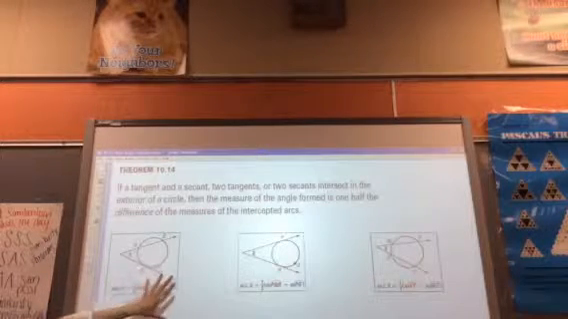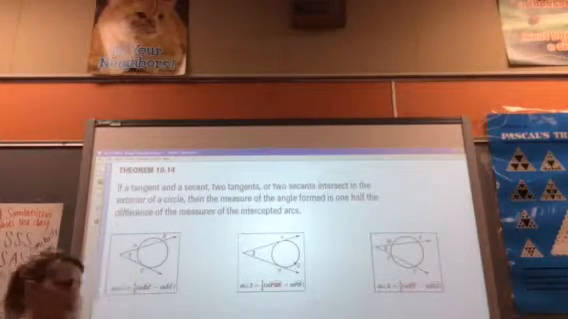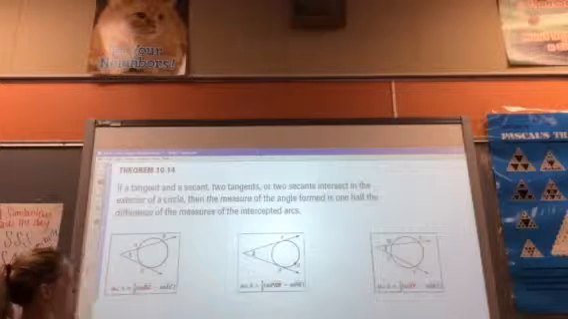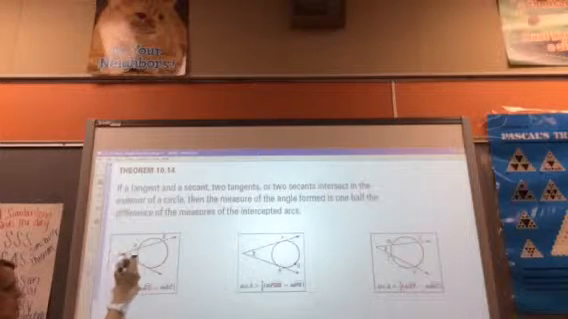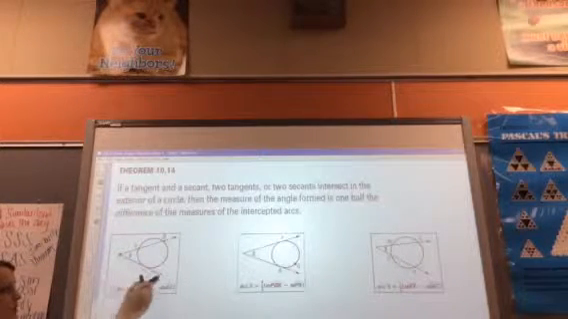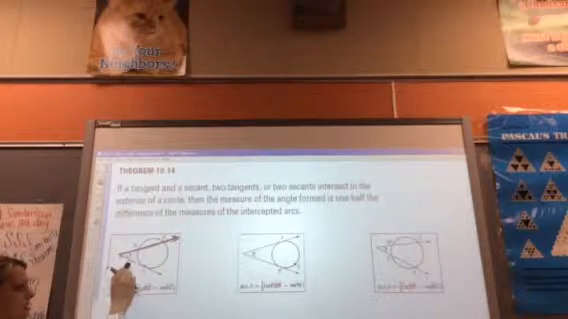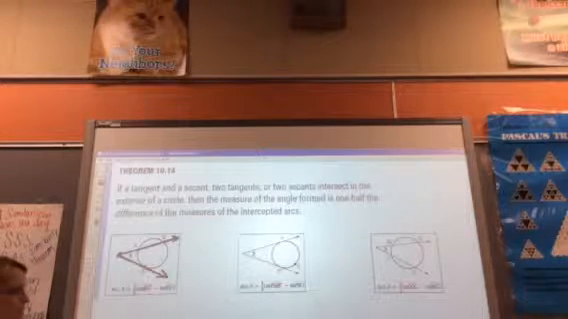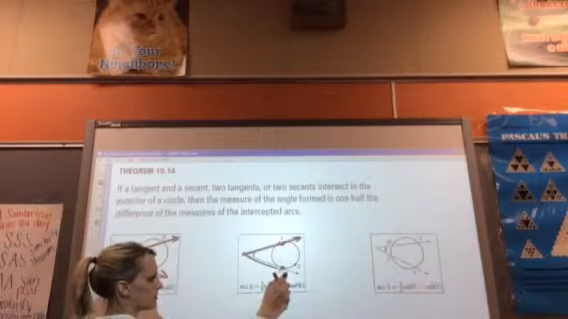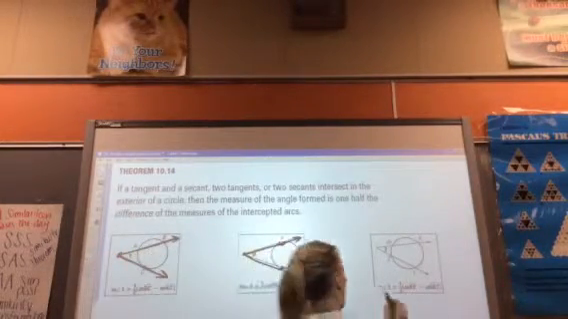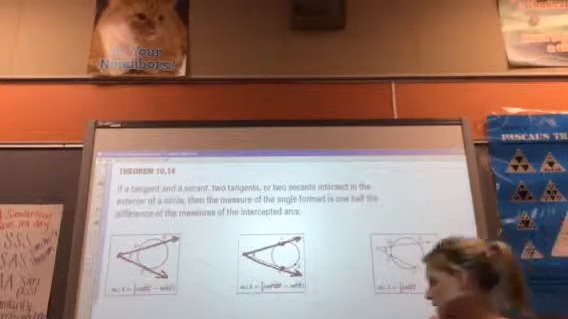Now for segments that intersect outside the circle. So we have 3 different cases, but you're going to do the same process for all 3. So your first case is if you have a secant. Remember, a secant intersects the circle twice, but a tangent only intersects the circle once. So one case is if you have a secant and a tangent that intersect outside the circle. The second case is if you have 2 tangents, they intersect once. So these are tangents. Or if you have 2 secants. Remember, secants intersect the circle at 2 different spots.